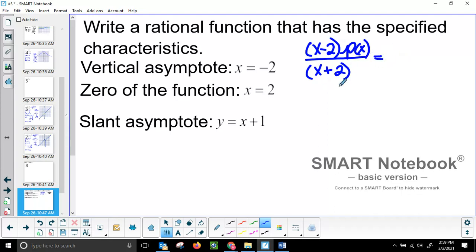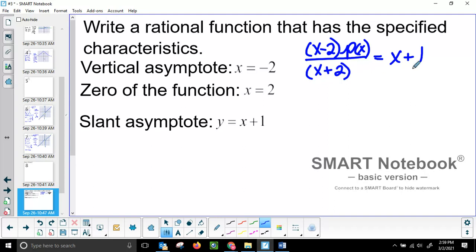Now when we actually do these, we do synthetic division or long division. That's how you obtain your slant asymptote. So this actually equals x plus 1. Now, our final answer is just going to be the left-hand side of this equation here, but with the p of x that we find being inputted in there. All right, so I'm trying to find p of x here.